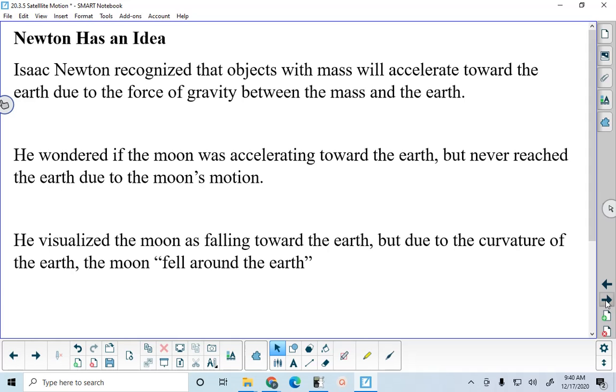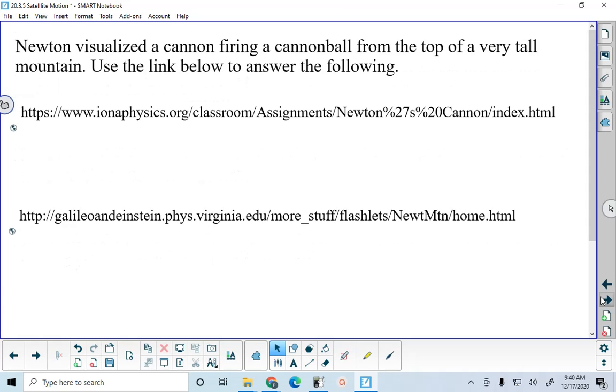And he came up with this idea. He visualized the moon as falling around the Earth or falling towards the Earth, but the curvature ends up causing it to fall all the way around the Earth. It's a very hard thing to visualize. Basically, he imagined that if you stood on a mountaintop and you fired a cannonball, the faster you fire that cannonball, the further from the top of the mountain it's going to land. And that means theoretically you could fire the cannonball so fast that it would land behind you.